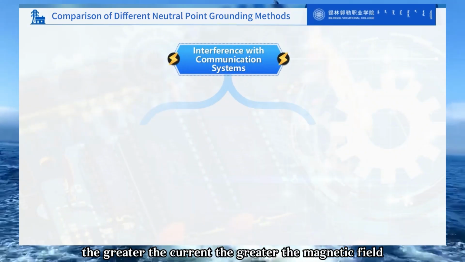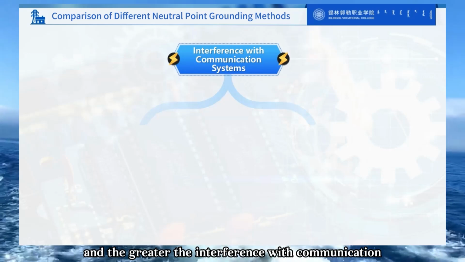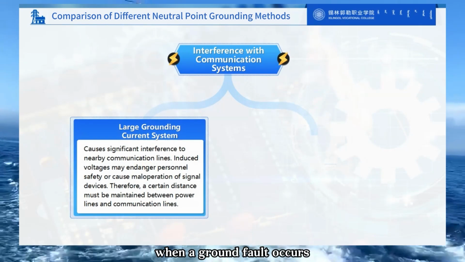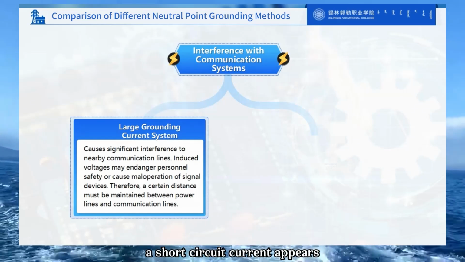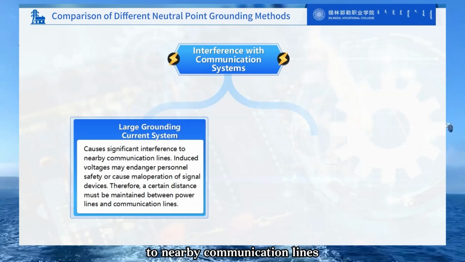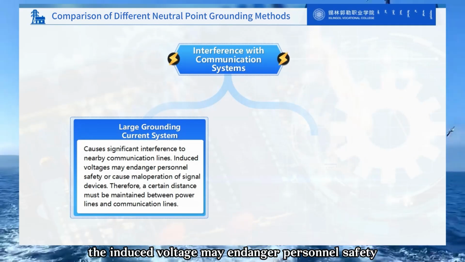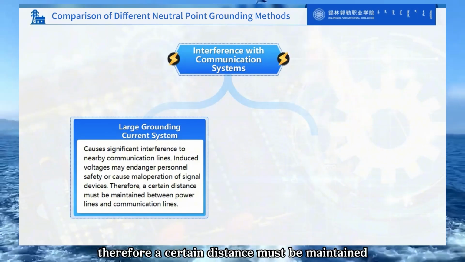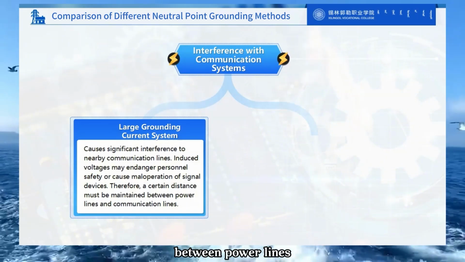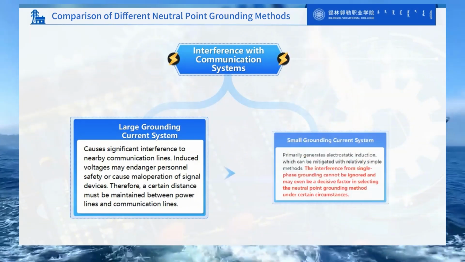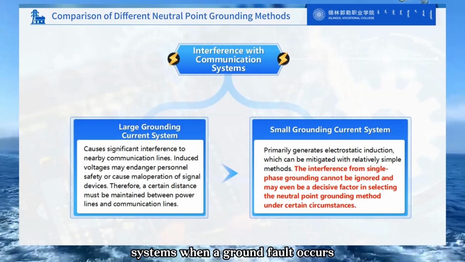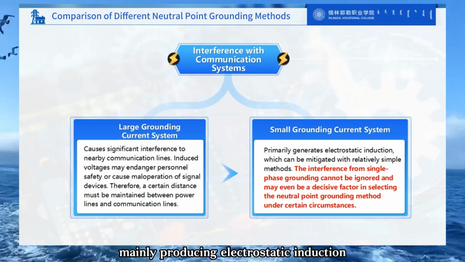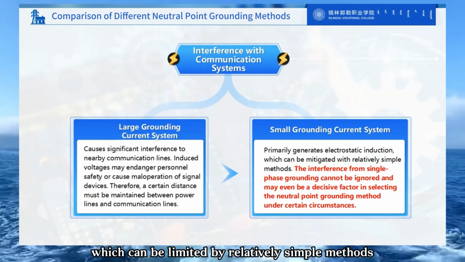Next, let's look at the interference with communication. The greater the current, the greater the magnetic field, and the greater the interference with communication. In large current grounding systems, when a ground fault occurs, a short-circuit current appears, causing significant interference to nearby communication lines. The induced voltage may endanger personnel safety and cause misoperation of signal devices. Therefore, a certain distance must be maintained between power lines and communication lines. In small current grounding systems, when a ground fault occurs, the current generated is relatively small, mainly producing electrostatic induction, which can be limited by relatively simple methods.